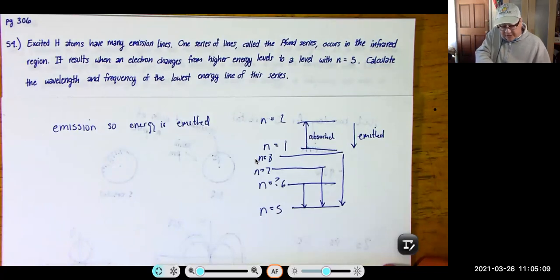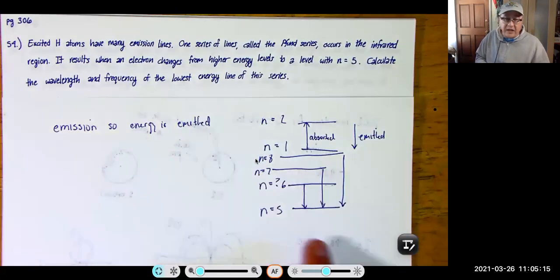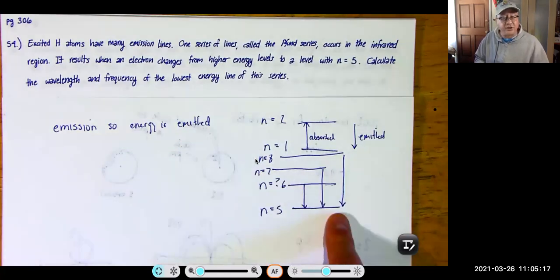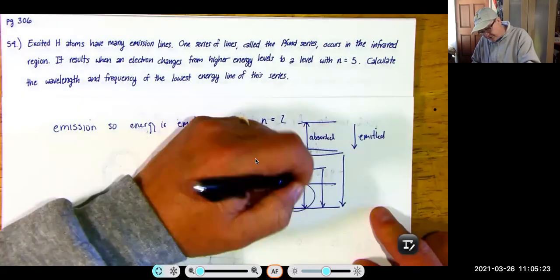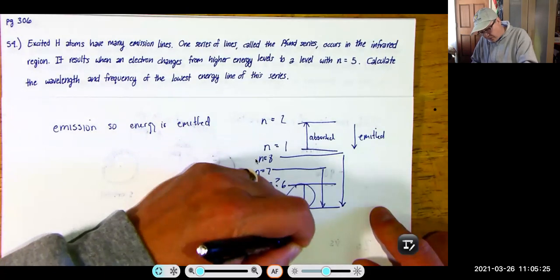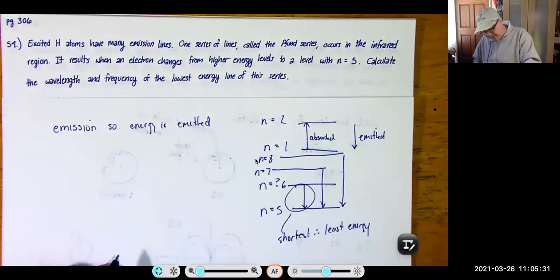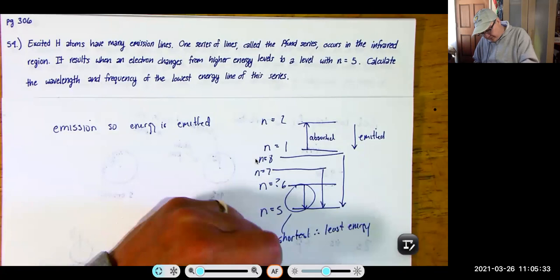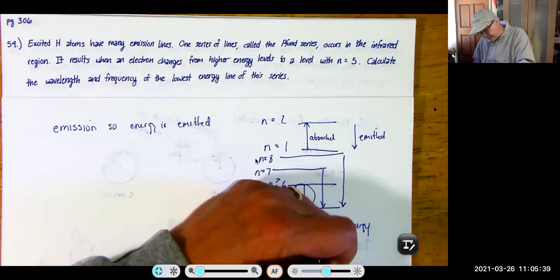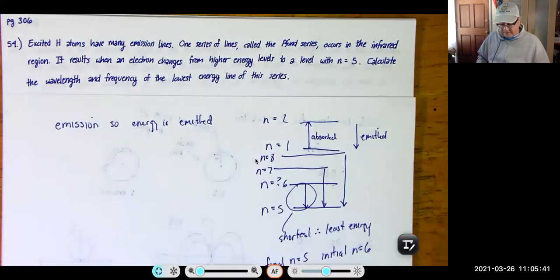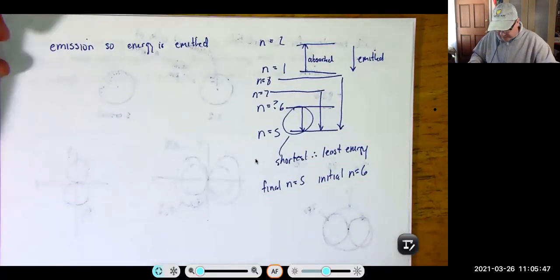And they want us to calculate the wavelength and frequency of the lowest energy line. Well, which of these lines looks shortest? That's the lowest energy. n equals 6 to 5 is the shortest, therefore least energy. So that means that the final is n equals 5 and the initial is n equals 6, correct? Okay, so how do we calculate the wavelength and frequency of this line?